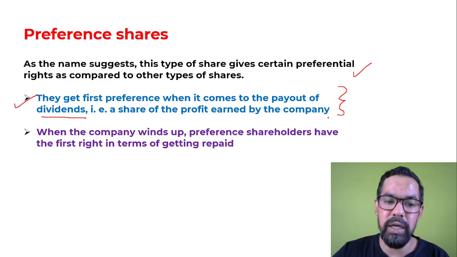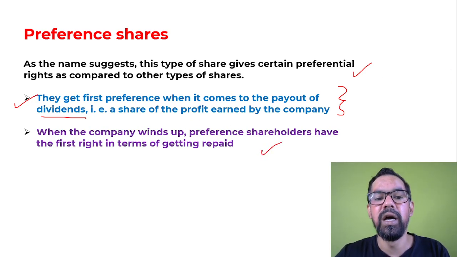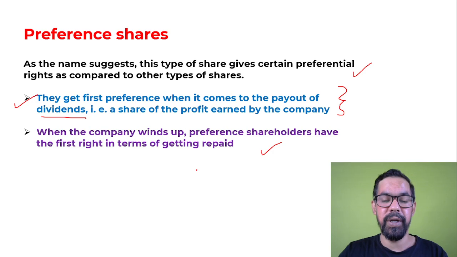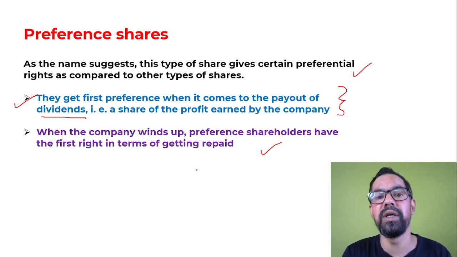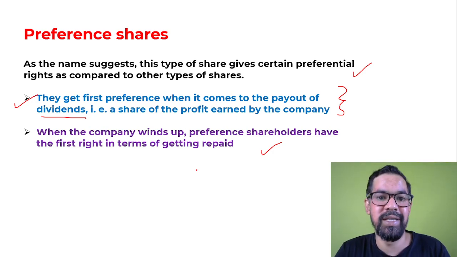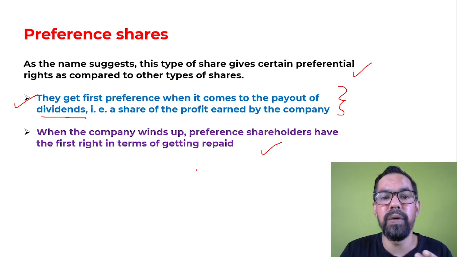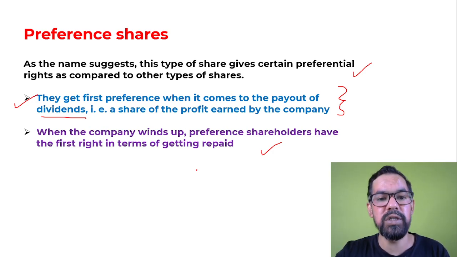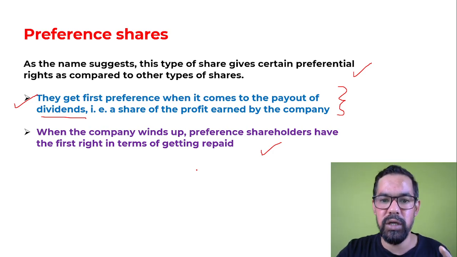Okay, so a certain percentage is fixed for these preference shareholders. Another one is when the company winds up, preference shareholders have the right in terms of getting repaid over your equity shareholders. Whenever there is a liquidation process, first we go for the employee salary, then bank loan and all. After all this, if you talk about the equity and preference, first we'll give preference to these particular shareholders. Okay, so hope this is clear to all of you.